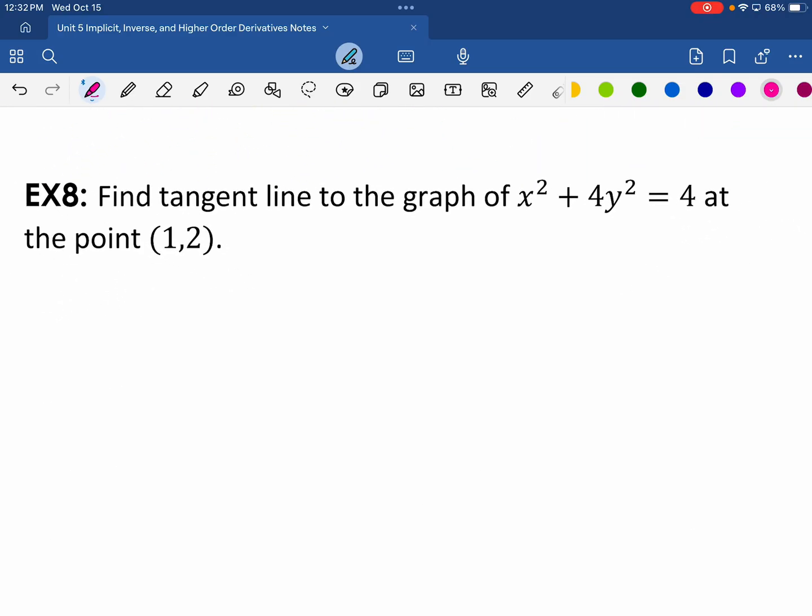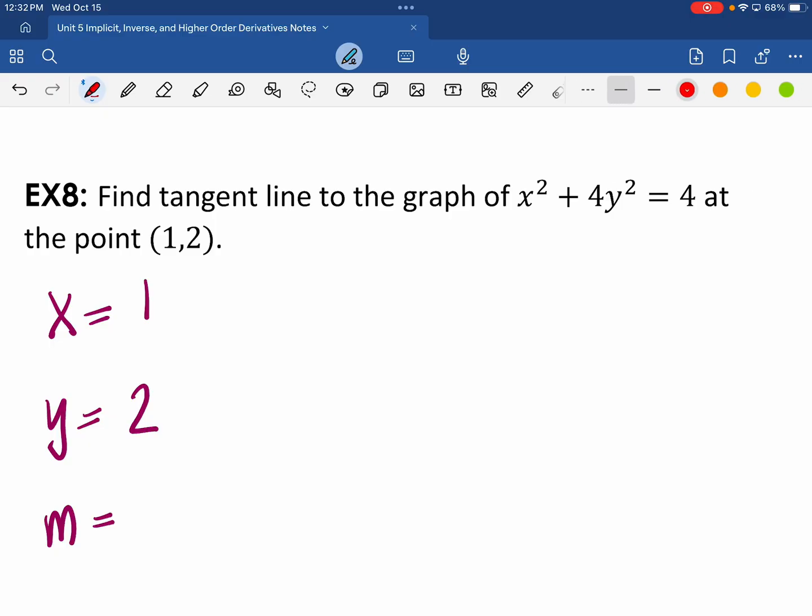Okay. On 8, it says find the tangent line to the graph of x squared plus 4y squared equals 4 at the point 1, 2. So if you're trying to find the equation of the tangent line, what do you need? m, x, and y. What is your x value? 1. What's your y value? 2. How do you find your slope? You get the derivative and then plug the points in. So what's the derivative of x squared? 2x. What's the derivative of 4y squared? 8y times dy dx. Yep. Equals 0.